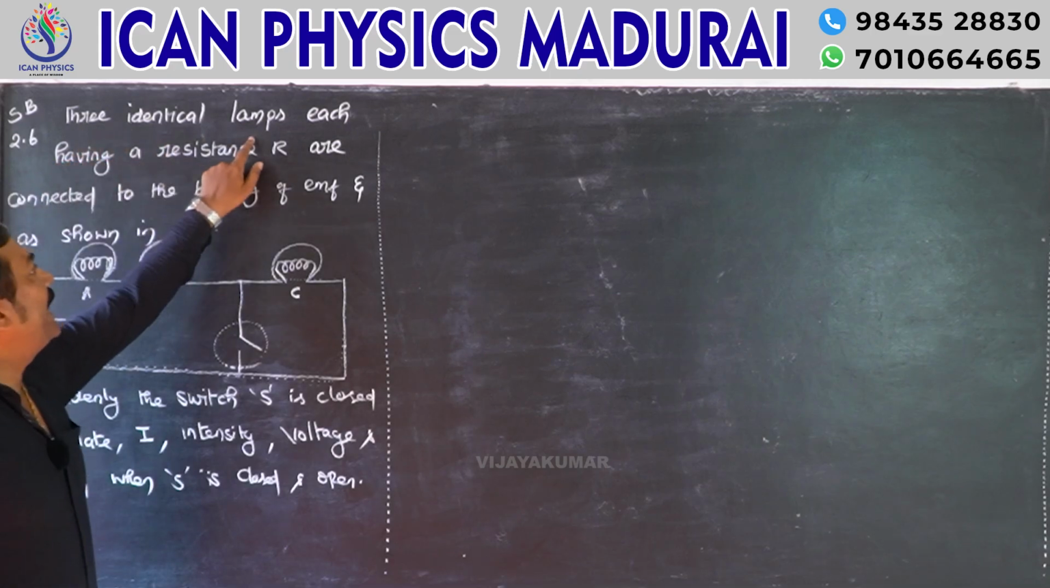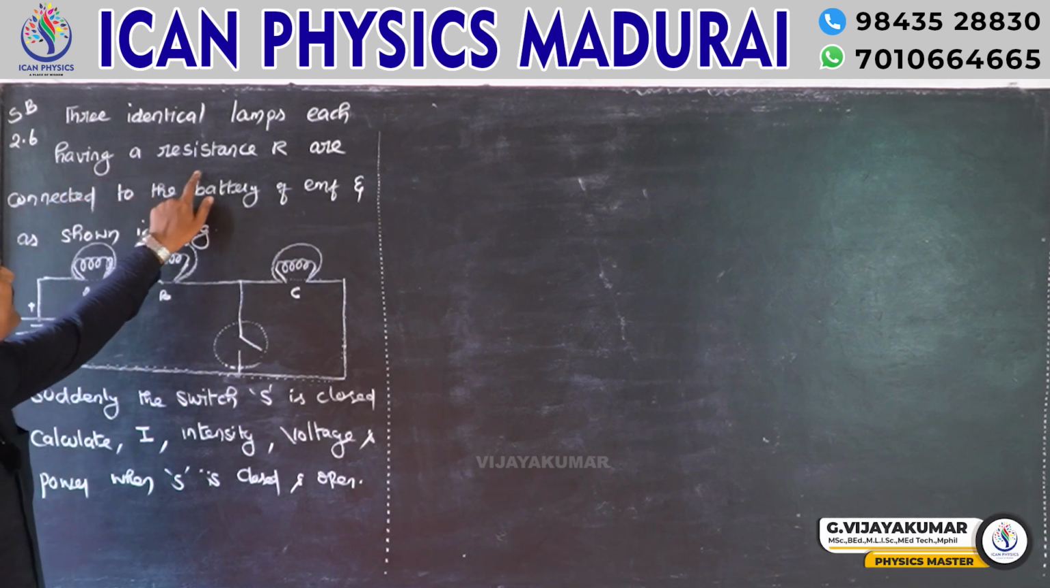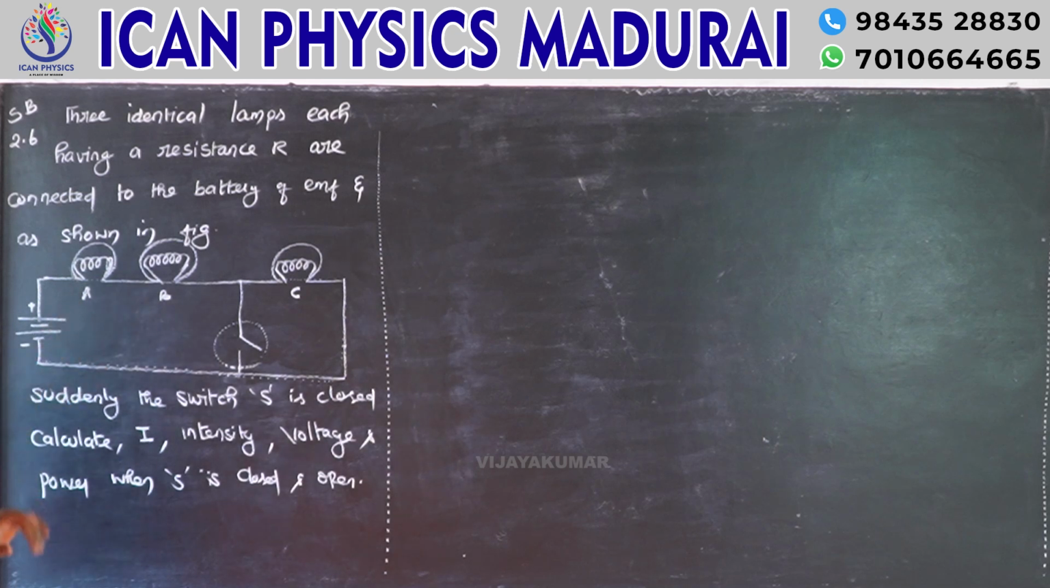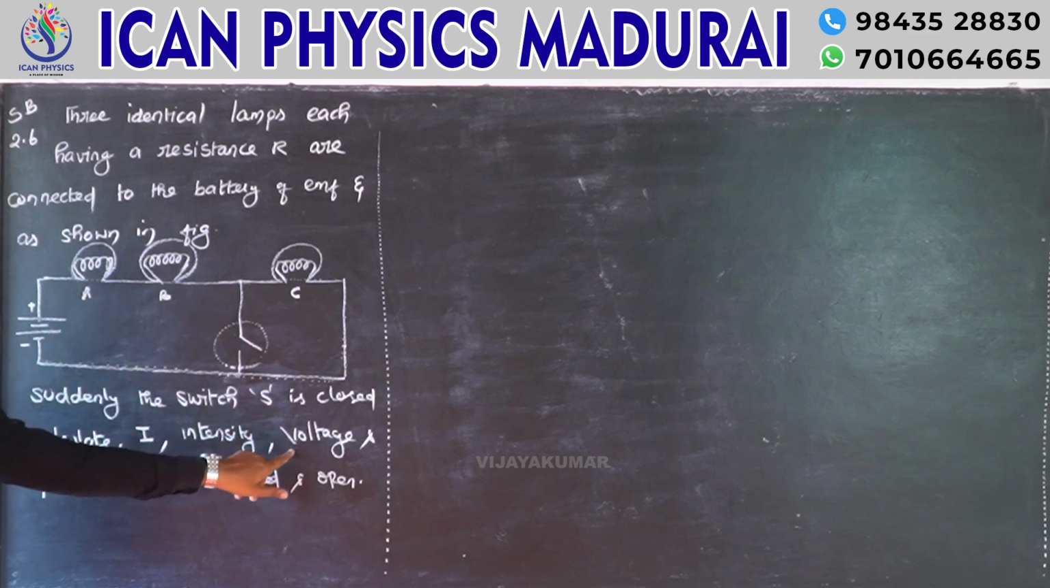Three identical lamps, each having a resistance R, are connected to the battery of EMF as shown in the figure. When the switch is closed and open, what is the current intensity, voltage and power in this circuit?